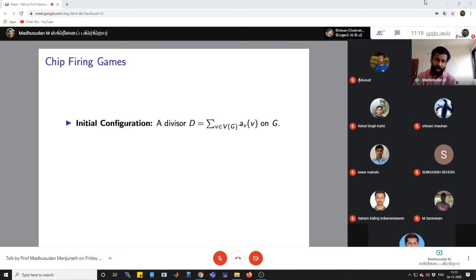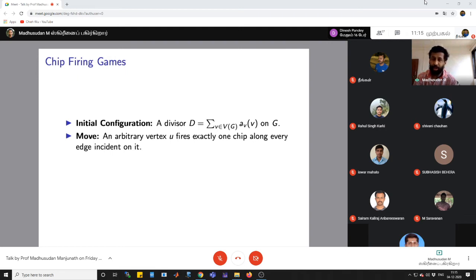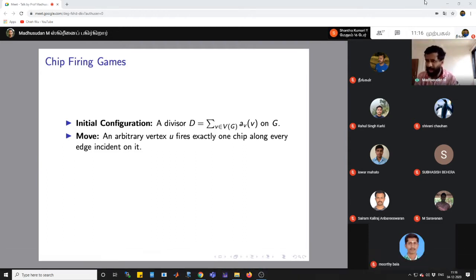And then you have a notion of a move in the graph. This is the central notion. So you have a notion of a move in the graph where some arbitrary vertex u is allowed to fire exactly one chip along every edge that is incident on it. So the crucial thing is that this vertex should fire exactly one chip.